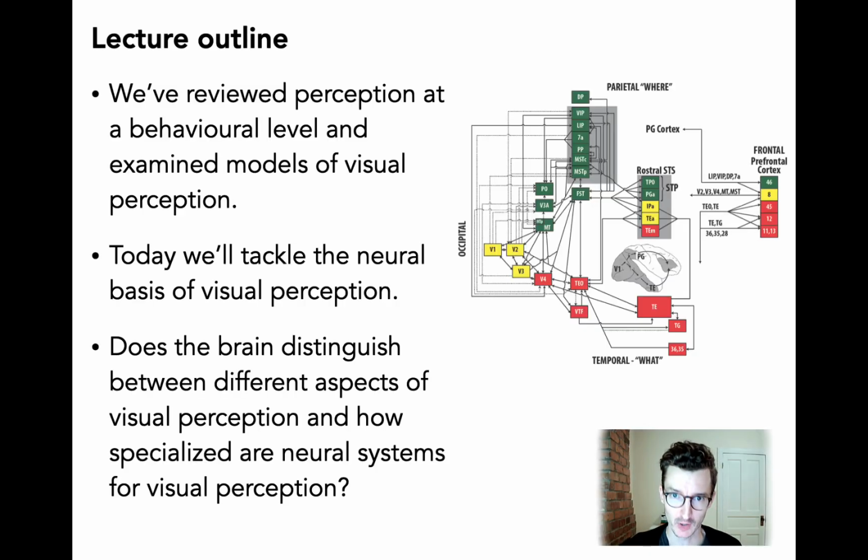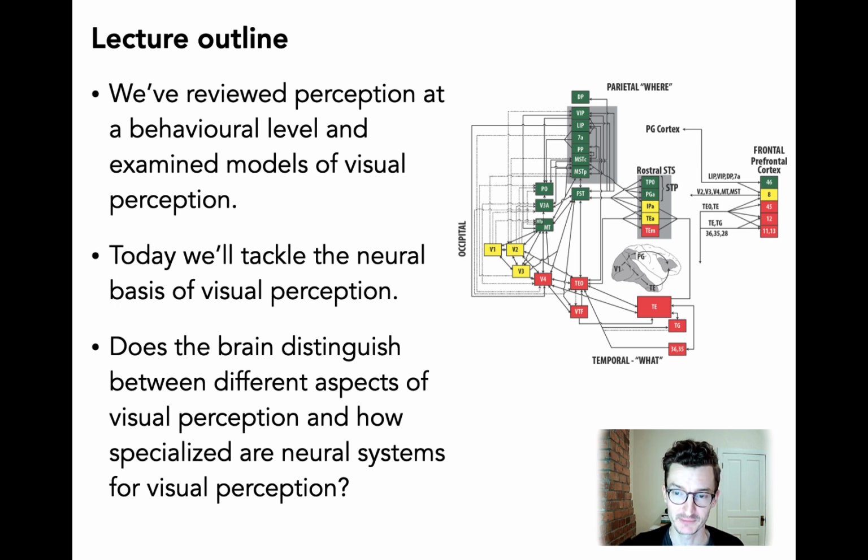So we've examined the problem of perception at the behavioral level, right? And we noted that if we just look at perceptual behavior, it seems like perceptual experience is a combination of bottom-up information, sensory signals, and top-down information, prior knowledge.